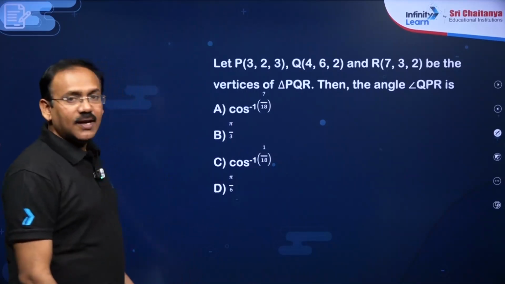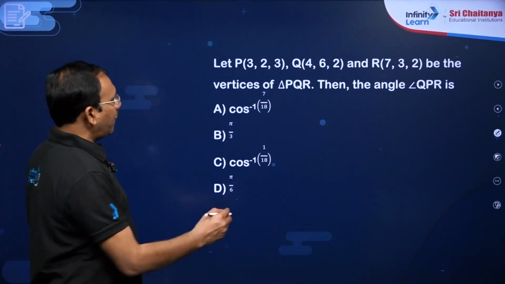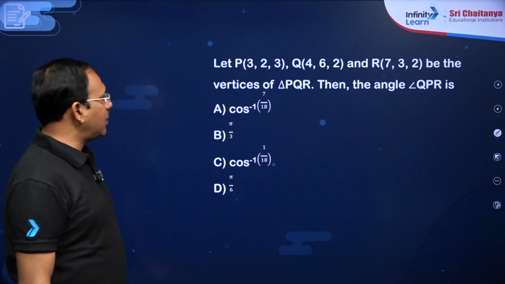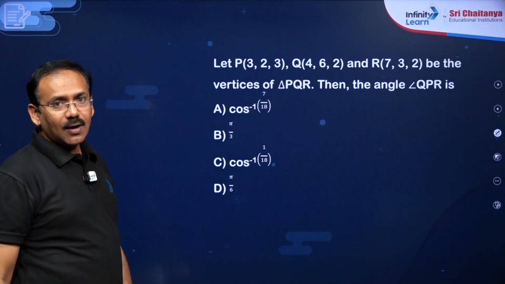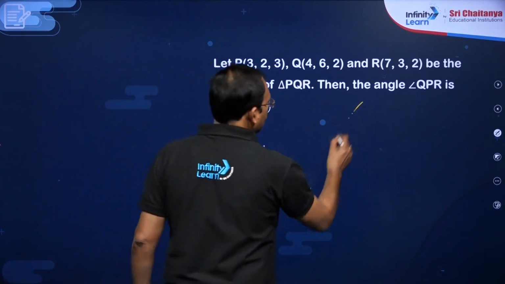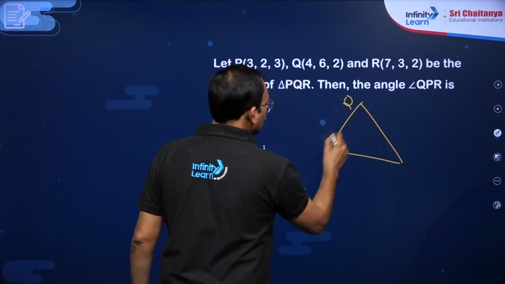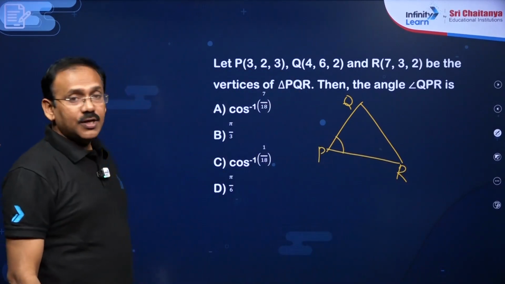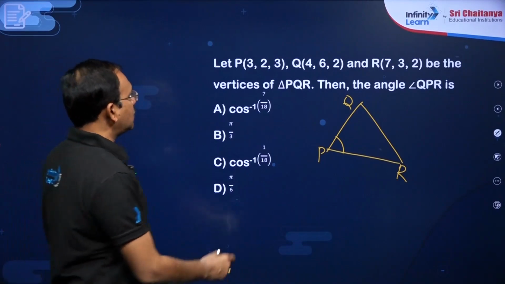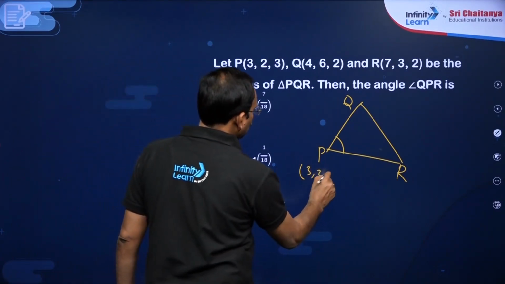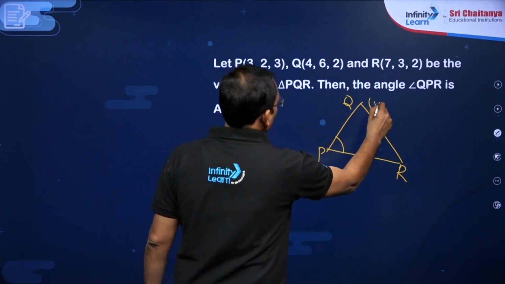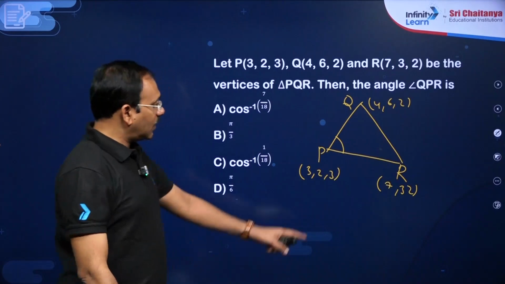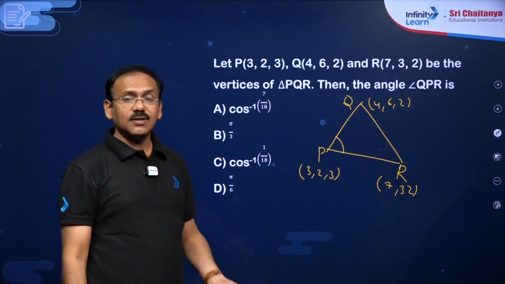You see this question related to the coordinate system. P is a point given, Q is given, R is also given, the vertices of triangle PQR. Then I want angle QPR. Suppose this is QPR, this is the angle we want. So here you can do it in 2 ways my dear friends. Since you know the point P as (3, 2, 3), Q is (4, 6, 2) and R is (7, 3, 2), one thing, you can find the distances and apply the cosine rule. That is one method.